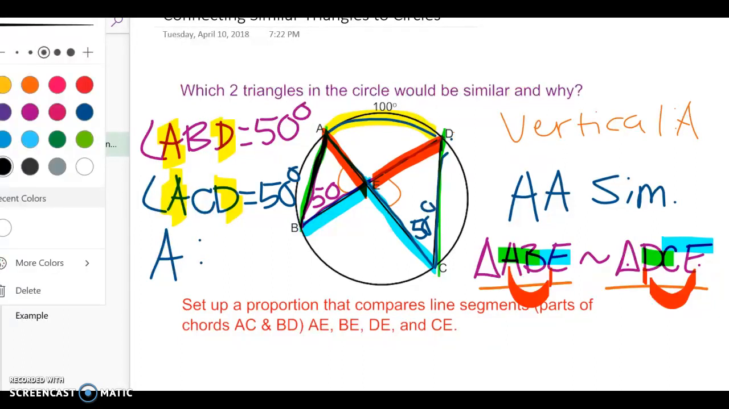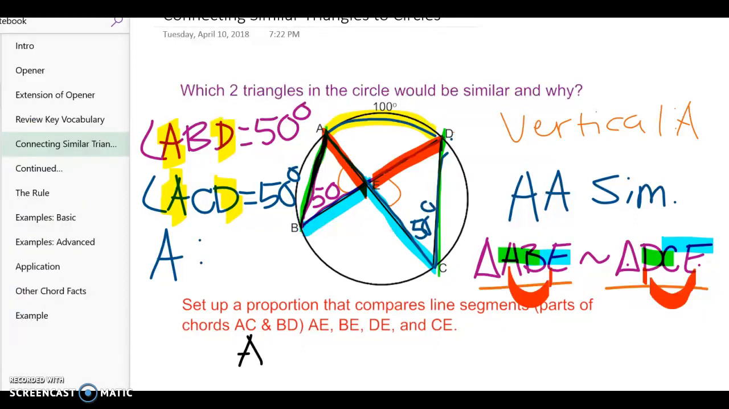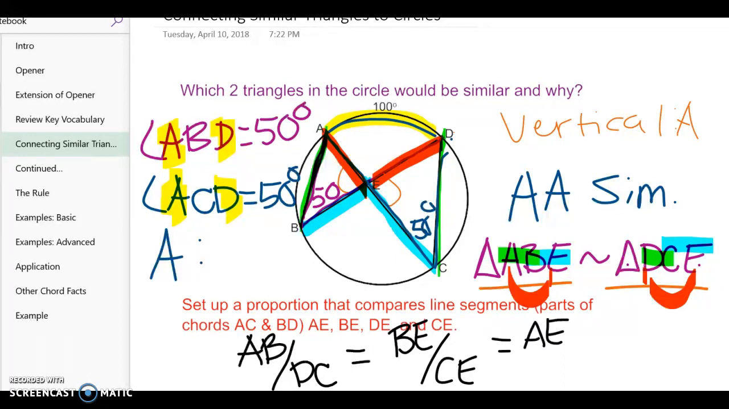So let's just write this out as a proportion. So I have AB in green. So AB over, what went with AB? DC has to be equal to, that fraction has to be equal to the middle 2, BE over, what were the last 2? CE. And that has to be equal to the outer 2, AE, over the outer 2, DE. So for my triangle, these are my proportional statements. These are how I can find out some side lengths.